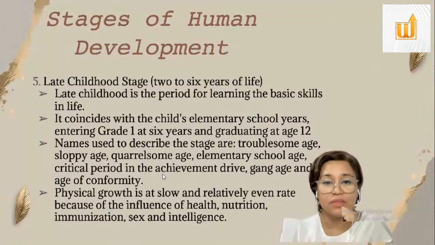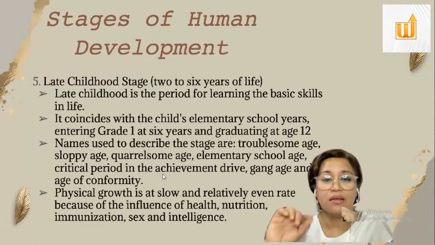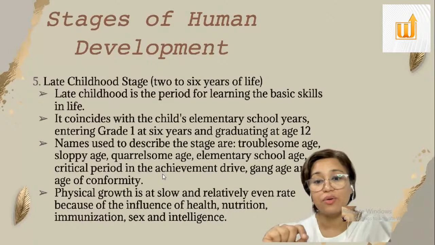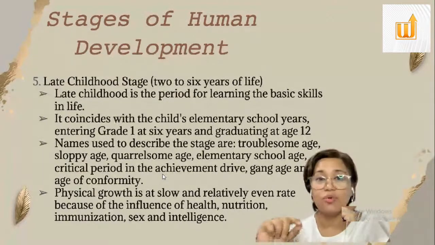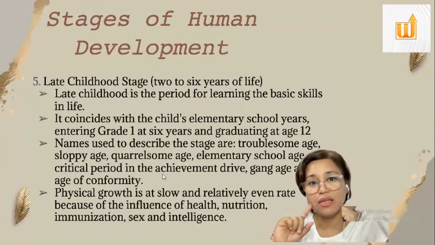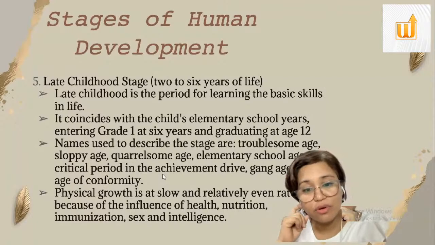And we see that this is a critical period of achievement of intrinsic motivation as well. And they say this is the gang age where they would like to hang out with their peers, and also this is the age of conformity. Here, the physical growth is at a slow and relatively even rate. And so the most important consideration here is the promotion of health and nutrition among children of this age.